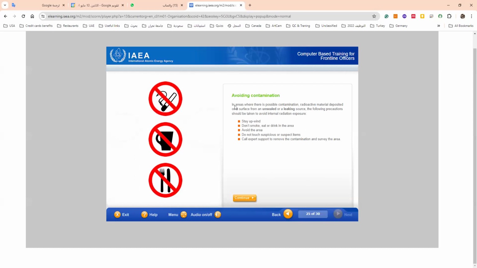Avoid contamination. In an area where there is possible contamination, radioactive material deposited on the surface from an unsealed or leaked source, the following precautions should be taken to avoid internal radiation exposure. Stay outside. Don't smoke, eat or drink in this area. Avoid the area. Don't touch suspicious or suspect items. Call expert support to remove the contamination and survey the area.